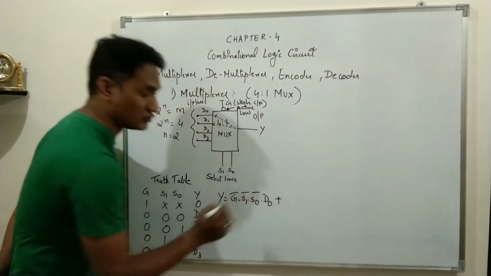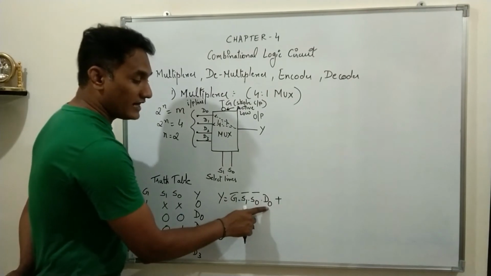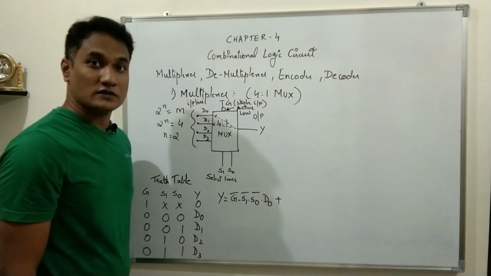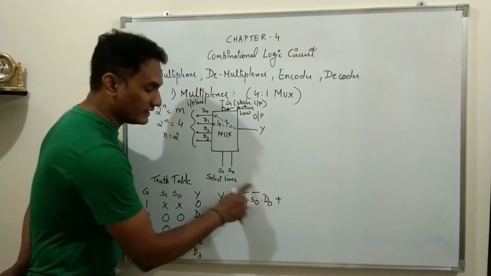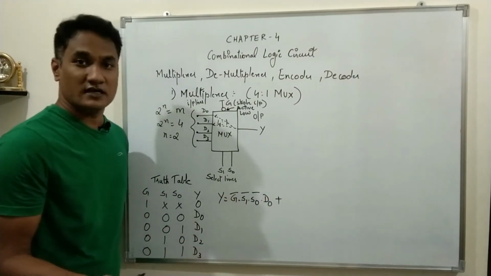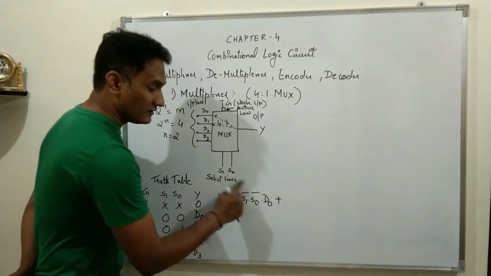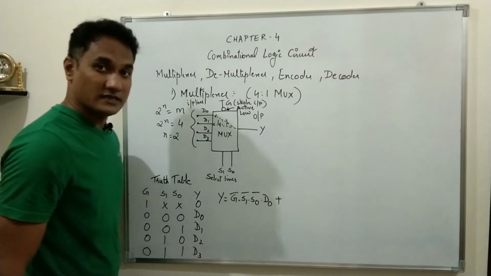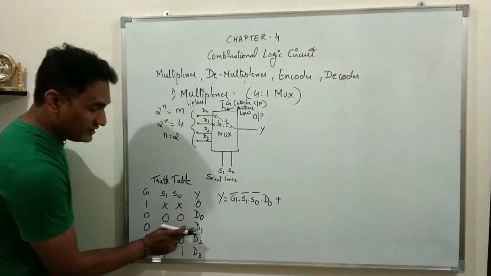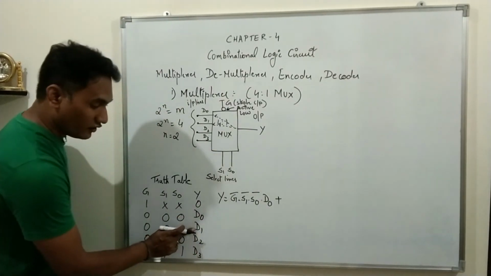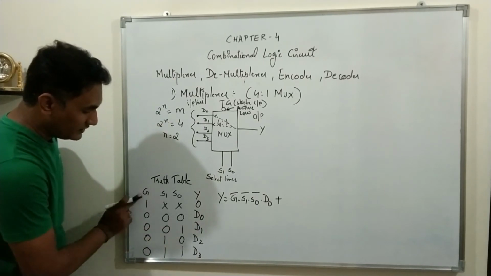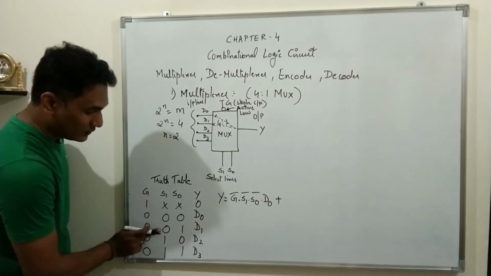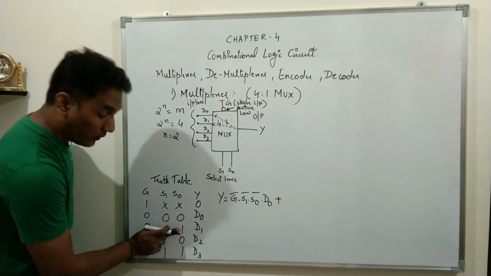I am writing that also. Now why am I writing that? Because I don't know whether D0 is equal to 0 or not. If it is 0, this entire expression will be 0 only, but if it is 1, this expression remains as it is. Similarly, what will be the equation? Just look at the equation for D1. What is the condition? G is 0 and S1 is 0 and S0 is 1.